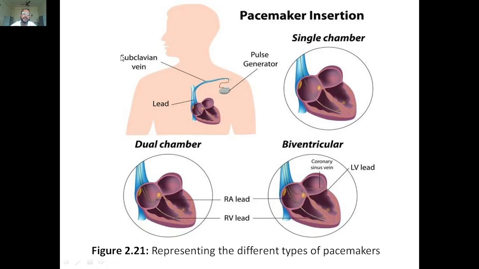That was about pacemaker insertion. There are three different ways, that is single chamber, dual chamber, biventricular.